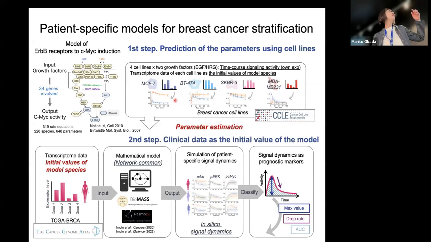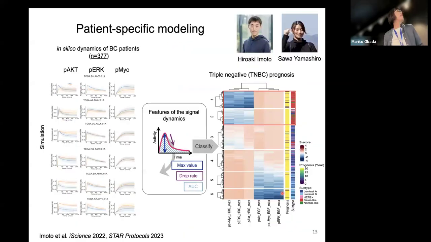Then, using those cell line parameters, we used the initial values of the patient, using transcriptome data from TCGA. In the cell-specific model we used the cell line data as initial values, but here instead we use the cancer patient data, while the parameters are the same. Then we perform the simulation for each patient and get those dynamics. And this is one of a few examples of how the data looks.